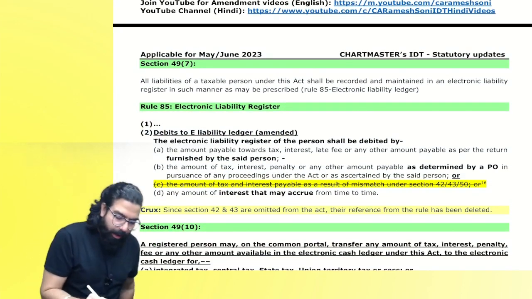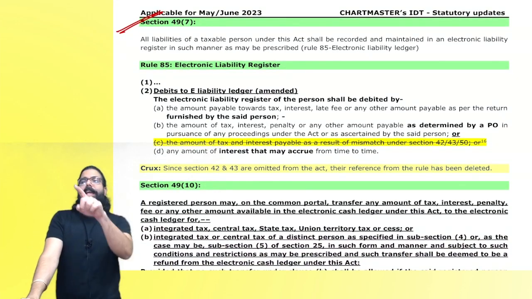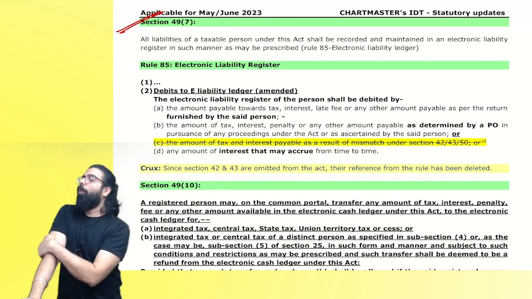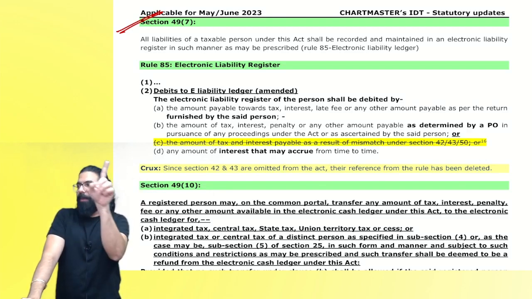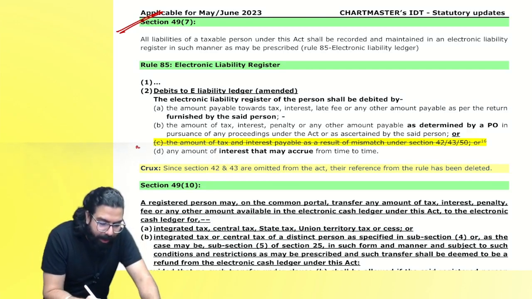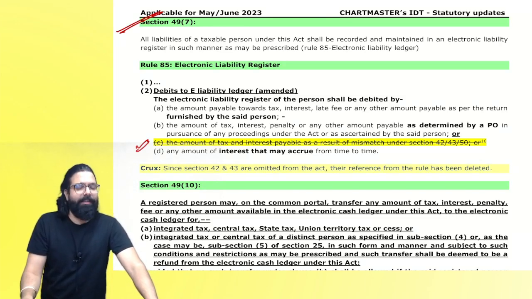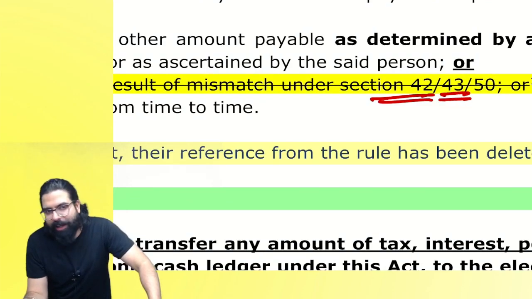Next. Section number 49(7), when you read. Everyone listen. In the e-liability ledger, what was the amount that was debited? Number 1, self-assessed tax. Number 2, any demand order amount, right? Number 3, interest. One more item was there, which was this C point. Are we clear? But C point is now deleted because section number 42 and 43 have been deleted.